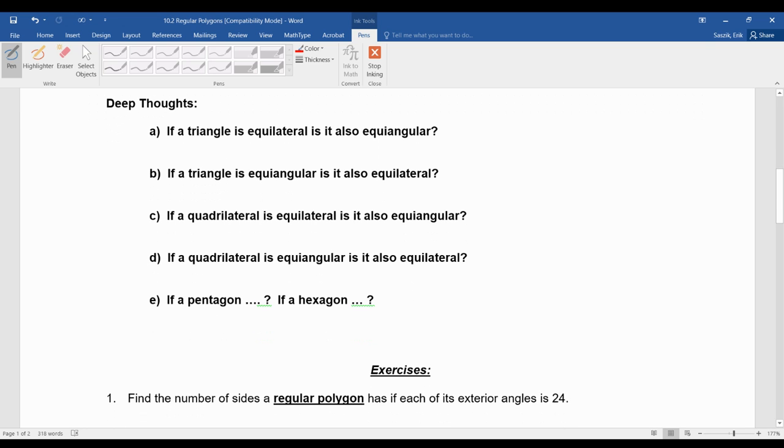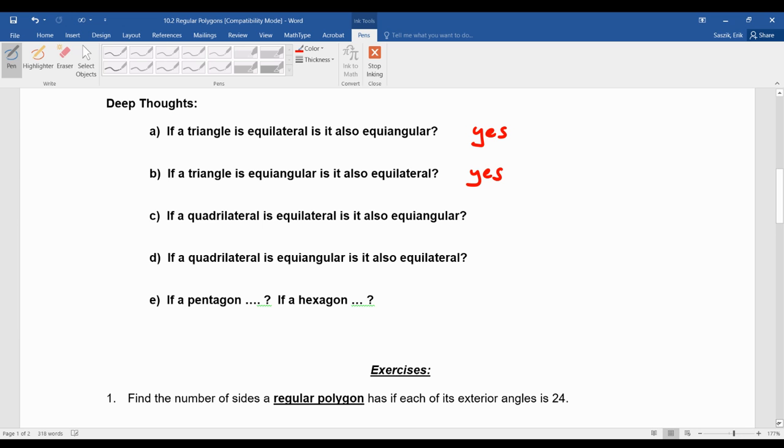Deep thoughts. This is a takeoff of a Saturday Night Live sketch from years ago. It was a pretty lame sketch, actually. But if a triangle is equilateral, then it's also equiangular. Again, if you want to try these first, pause this right now. This would be yes. If a triangle is equiangular, then it's also equilateral.